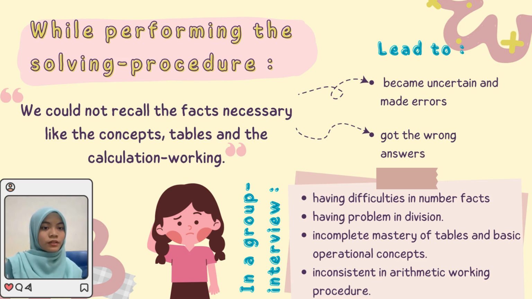While performing the solving procedure in the third step of POLIA, students also said that they could not recall the facts necessary like the concepts, tables, and the calculation working. This problem can lead to uncertainty and making errors, and finally, they will get the wrong answers. In this group interview, we can say that students also have difficulties in number facts and division. They also have incomplete mastery of tables and basic operational concepts, and are inconsistent in arithmetic working procedures.